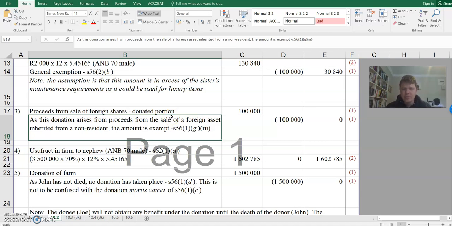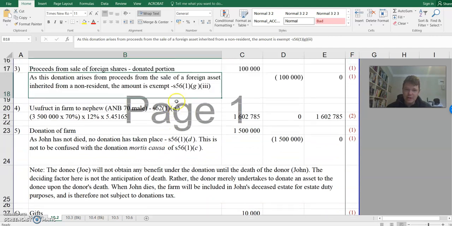So this is not going to be subject to donations tax, either when you donate the asset or when you donate the proceeds of that asset. In this case, you sold it for 200, but it says you only gave half to your sister. That is the donation that is happening. And because you are donating the proceeds from that asset, it will be exempt and there'll be no donations tax.